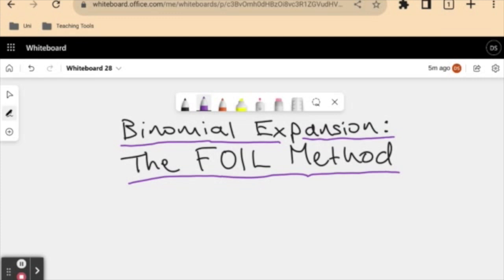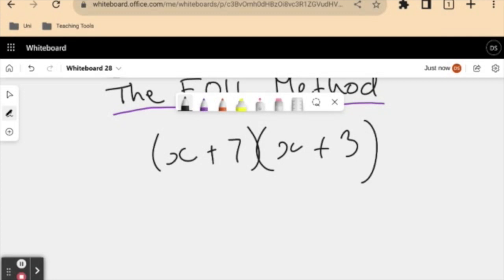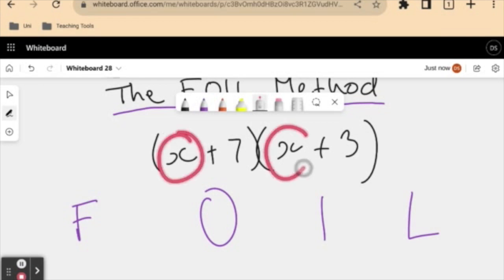Now, the FOIL method is basically an acronym. It looks at a binomial product of, let's say, x plus 7 multiplied by x plus 3. The FOIL method essentially gives us an order in which to compute this binomial product quickly. I'll write it here. So the FOIL method basically tells us that when we multiply binomials, we have to multiply the first elements together. So our F stands for first.